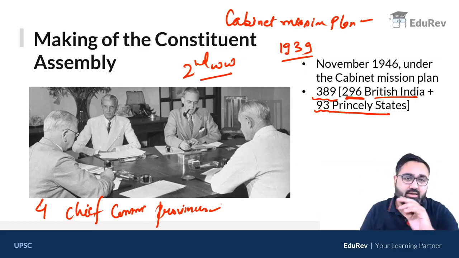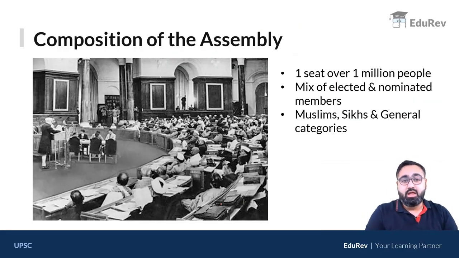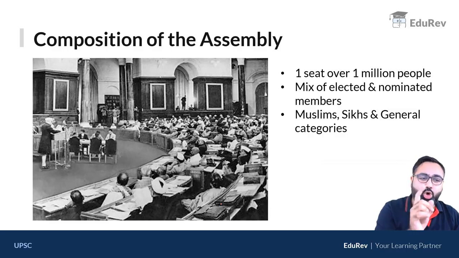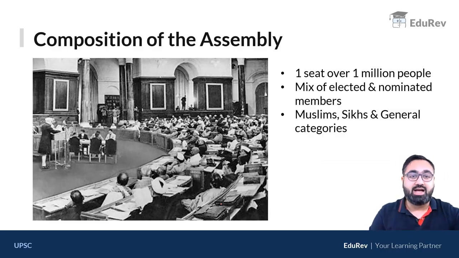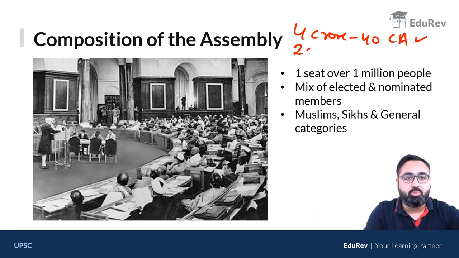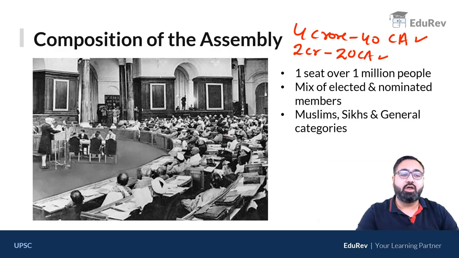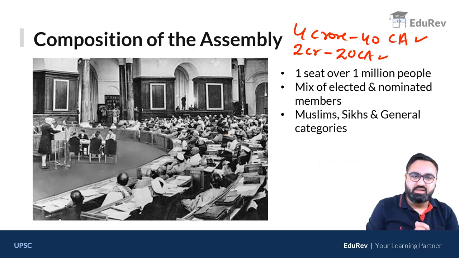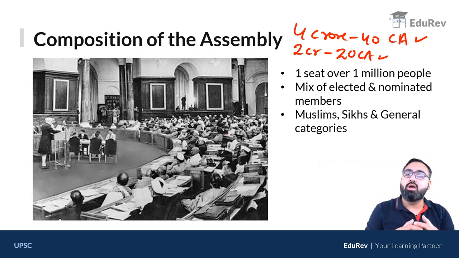So remember the fact, Constituent Assembly had 389 members and it was formed under Cabinet Mission Plan. Now this assembly had to be elected and nominated partially in a manner कि एक सीट मिलेगी over every 10 lakh population. For example, if Bengal had 4 crore population, so Bengal से 40 people will come in the Constituent Assembly. If Punjab had 2 crore population, then let's say 20 people will come in the assembly. So the number of seats divided amongst the states and the princely states and British India was on the basis of their population.